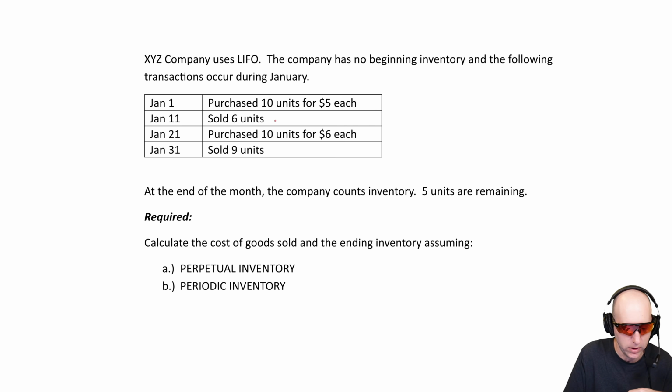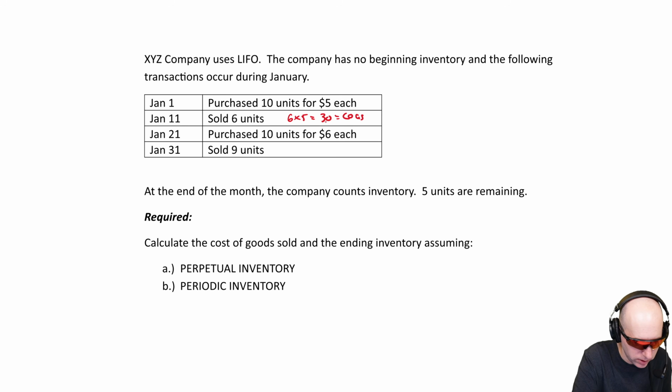What's my cost of goods sold on those 6? Well, 6 units, $5 is my cost, so 6 times 5 is 30. That's my COGS on that sale. And what do I have in inventory after that sale? Well, I had 10, I sold 6, so I have 4 units at $5 each, so I have $20. So this is my COGS and this is my inventory, right?